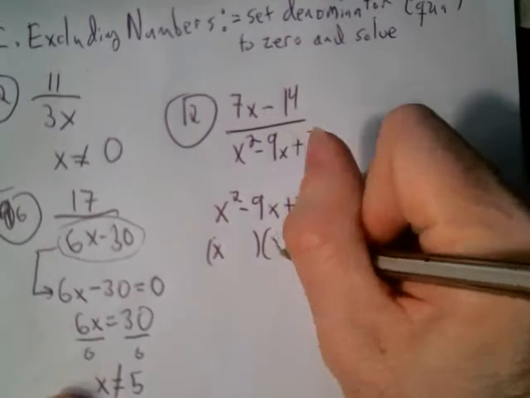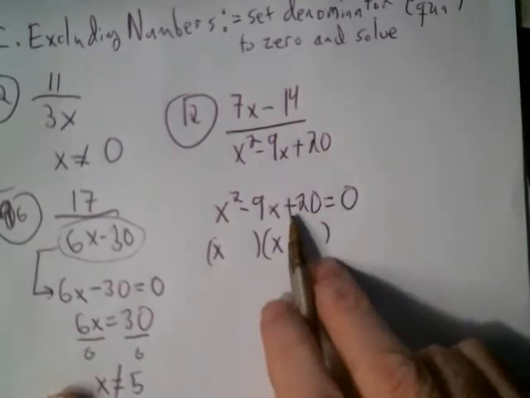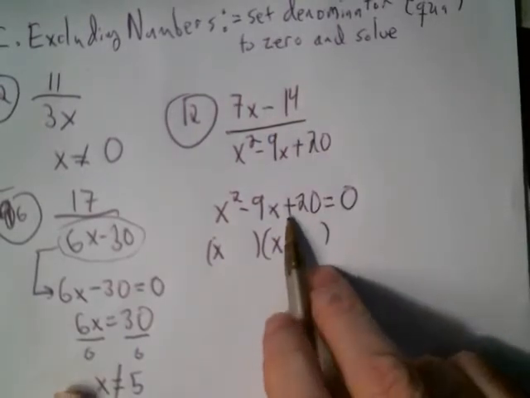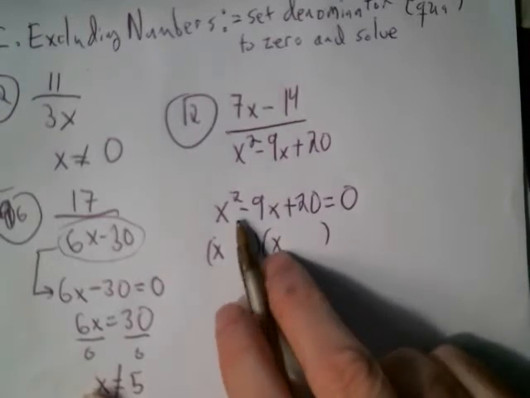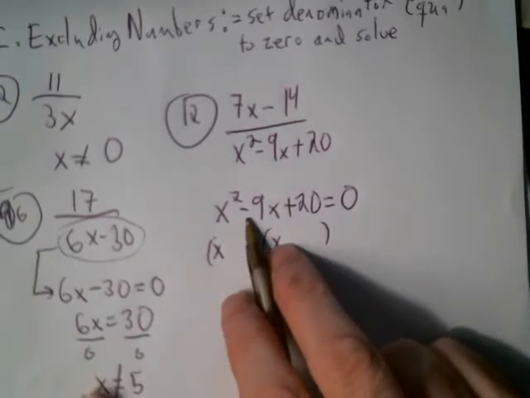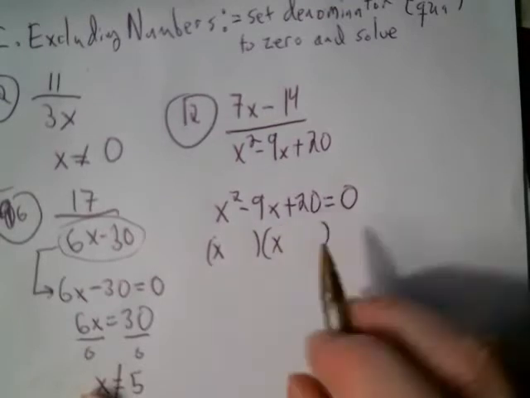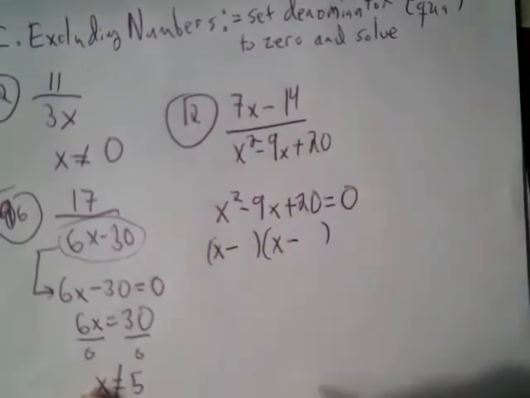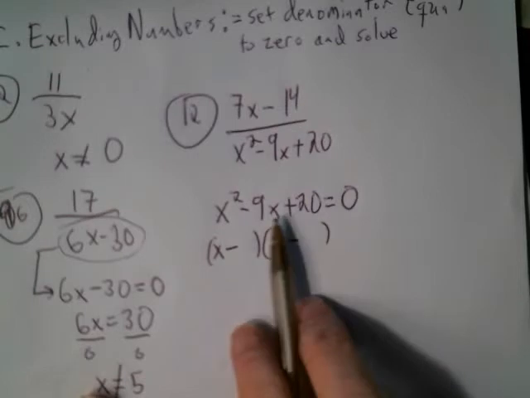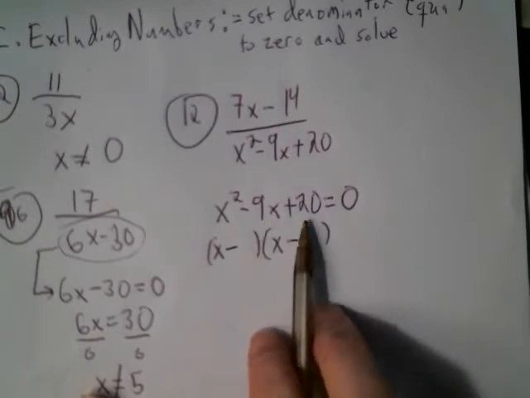So x and x, the signs tell me, the plus here would say it has to be plus plus or minus minus, and then that's dependent on this sign. Because this is minus, it has to be minus minus. Okay? And then I want two numbers that multiply to be 20, but add to be 9. So that would be 5 and 4.